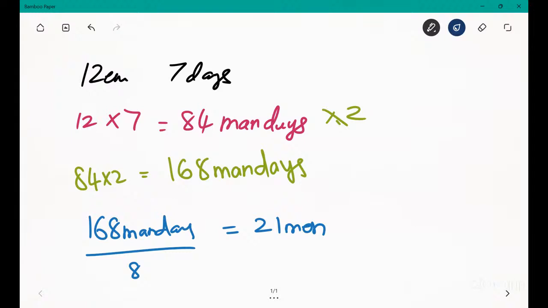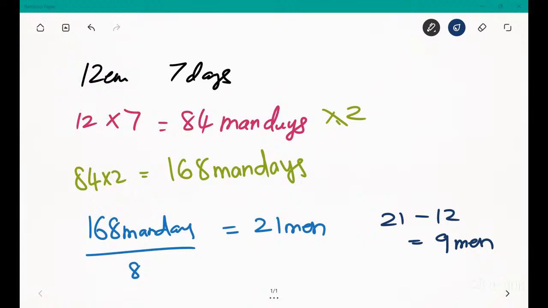So we already have 12 men. They're asking us how many more men do we need? So we have to subtract 21 minus 12, giving us 9 more men. So we need 9 more men to complete twice the work in 8 days. Is that understood? This many more part is very important.